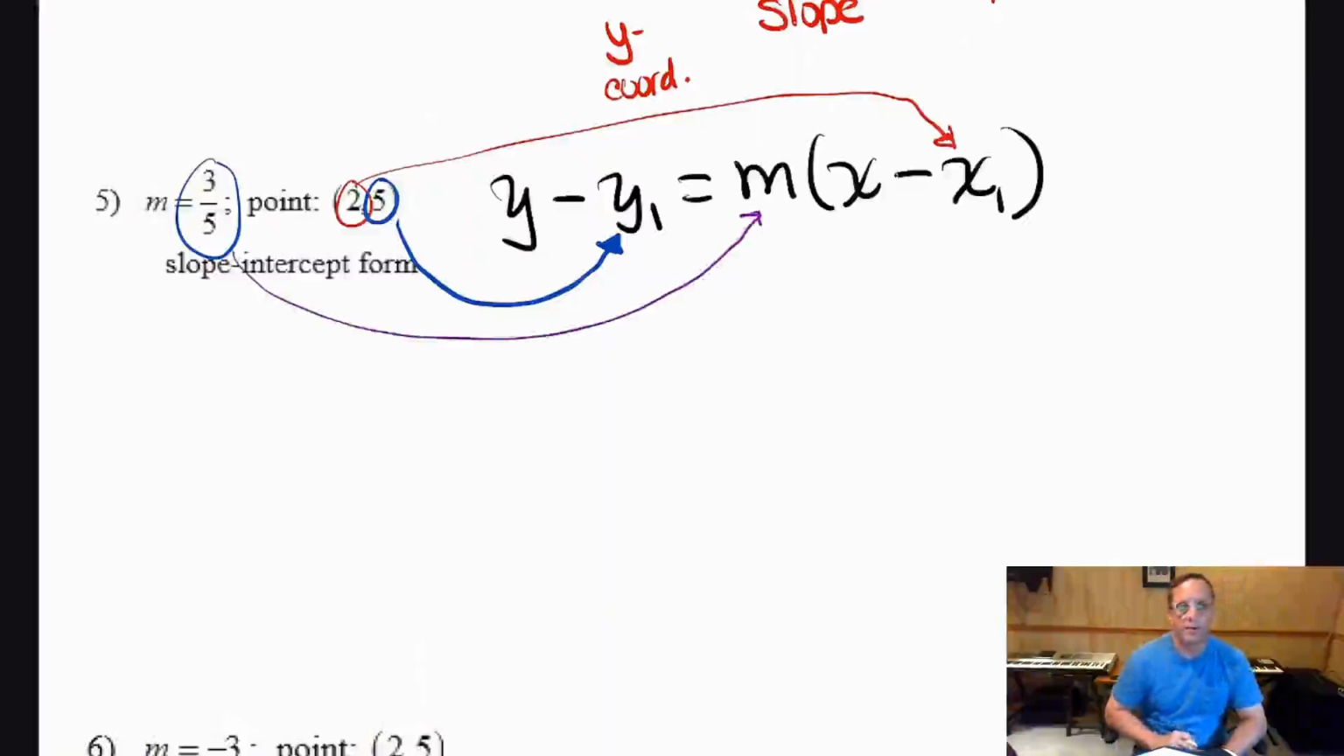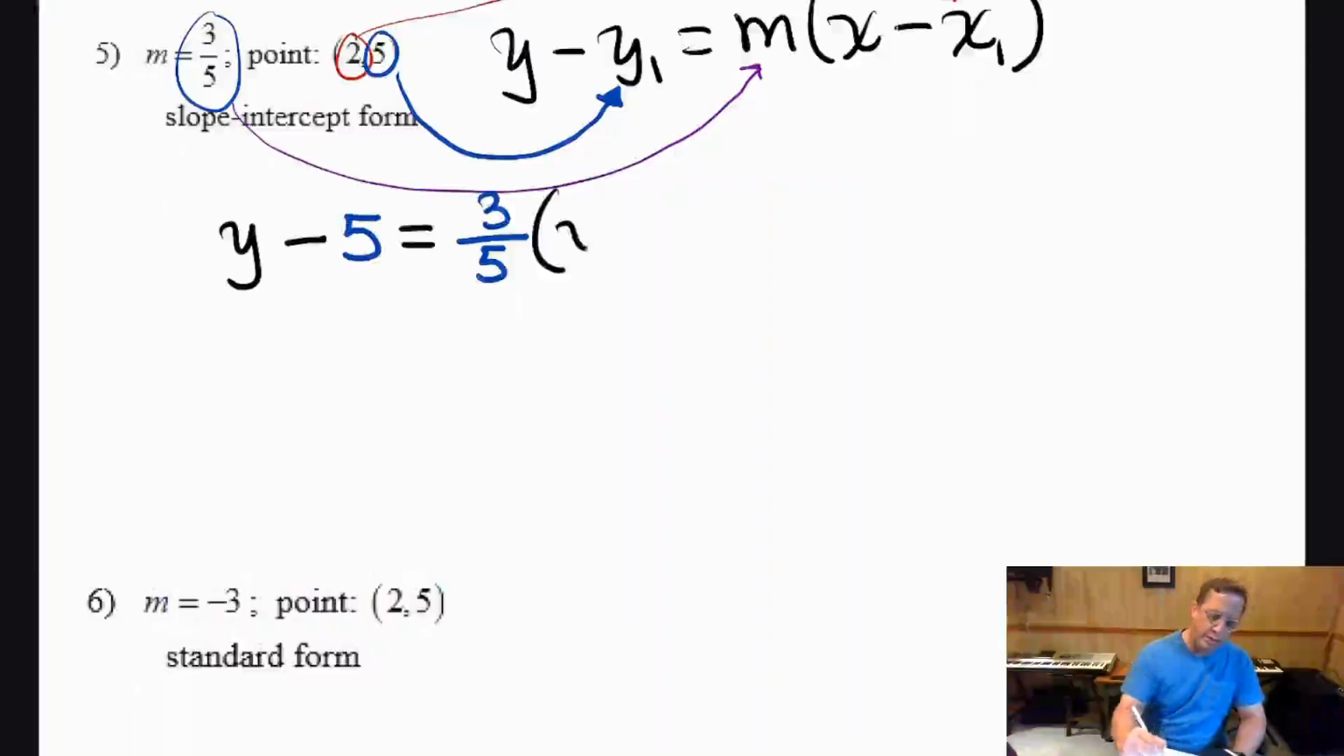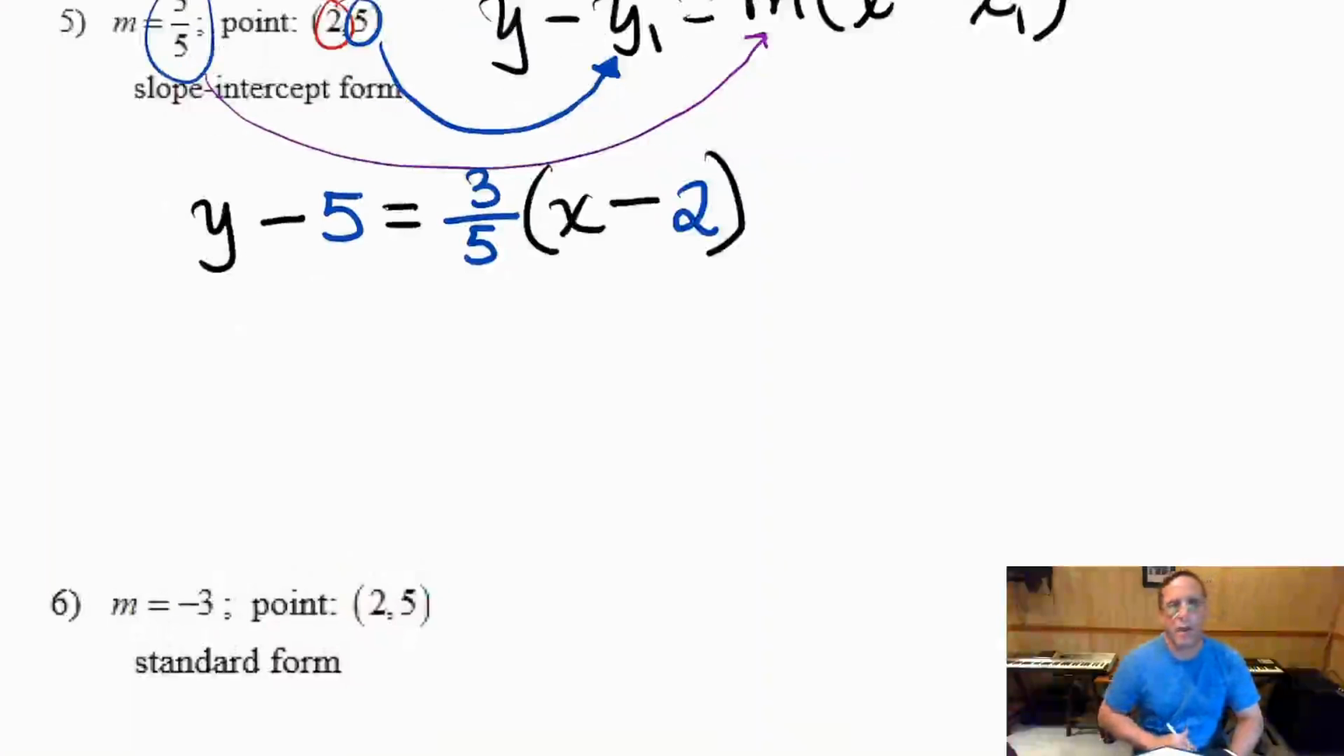All right, so a lot of things basically just have to be dropped into those spots. And then let's drop those there, and then let's simplify it next. Let's just take one thing at a time. So we got y minus y sub 1, that's going to be 5, equals, and our slope is 3/5 times, and then parentheses, x minus, and our x sub 1 is 2. Okay, so now at this point, everything is where it needs to be. Our slope is 3/5.